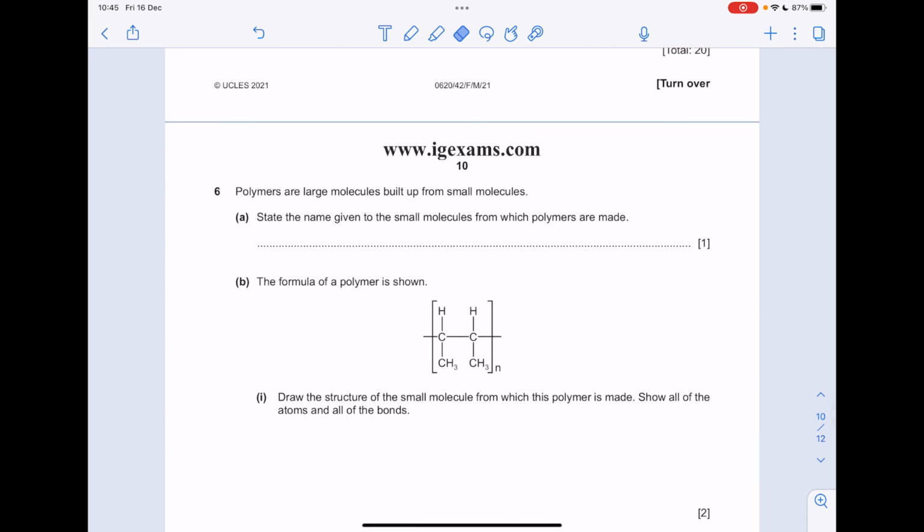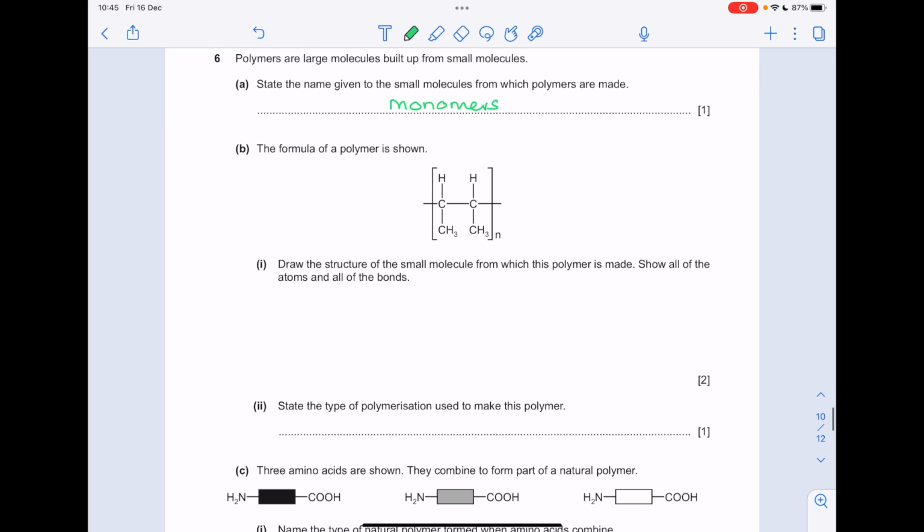Polymers are large molecules built up from small molecules. State the name given to the small molecules from which polymers are made. Those small molecules are known as monomers. The formula of a polymer is shown. Draw the structure of the small molecule from which this polymer is made. Show all the atoms and the bonds.